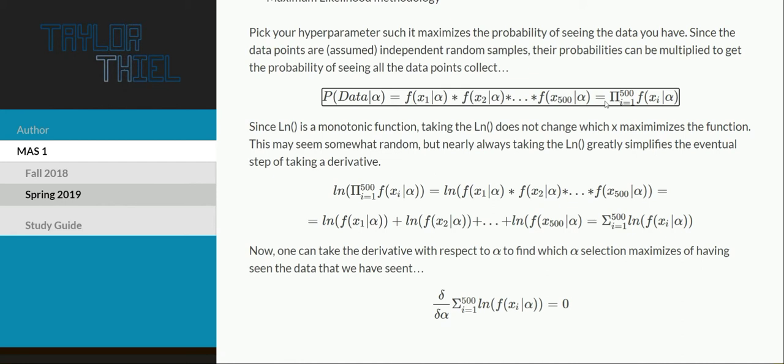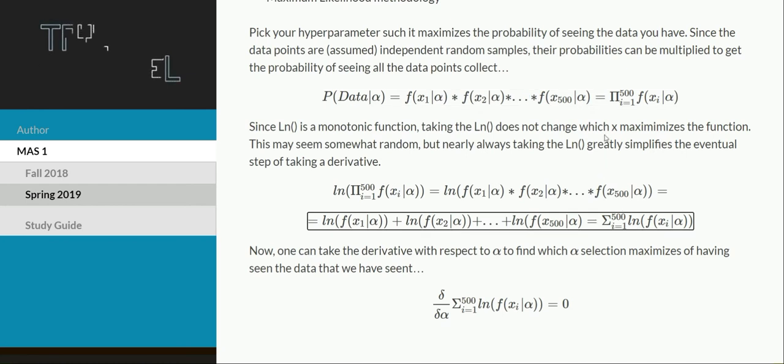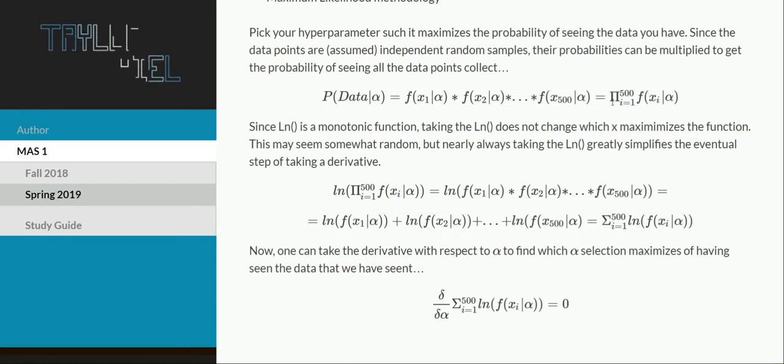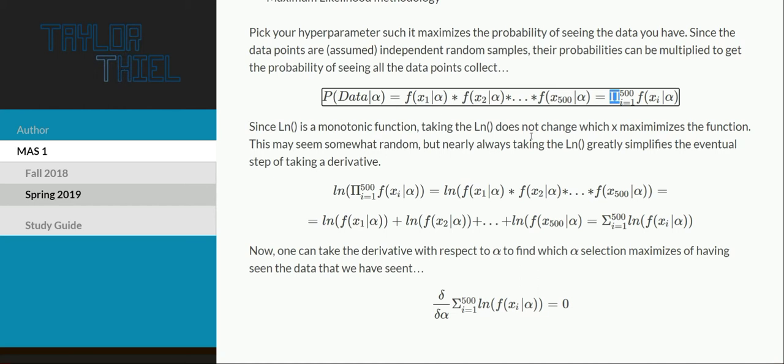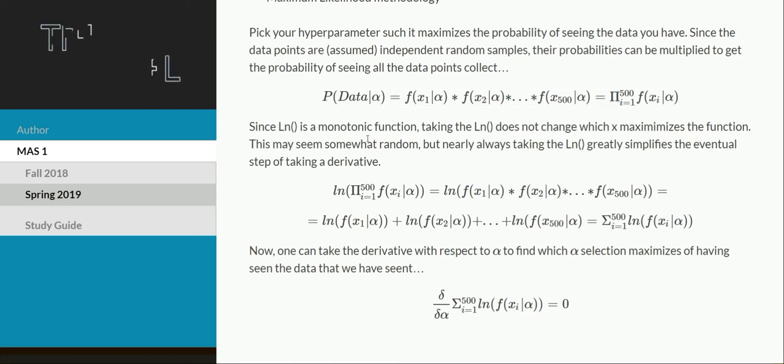If you're not familiar, this capital pi just means product. In the same way, eventually we're going to look at a summation. It's the exact same thing, but instead of adding all the different values, you're just multiplying them all together. So that's what this denotes. So we know that the probability of seeing the data that we have given some hyperparameter alpha is equivalent to just the product of all those PDF values of all those different x's with that assumed alpha.